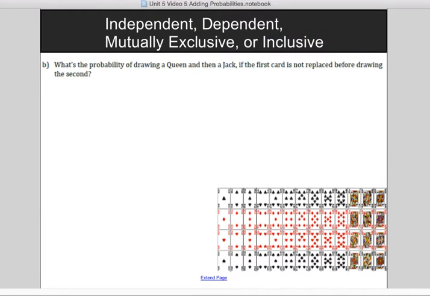Looking at B. What is the probability of drawing a queen and then a jack? So this one is an and statement, so we want a queen and a jack. That means multiply. If the first card is not replaced before drawing the second, if it's not replaced, that means it's dependent.